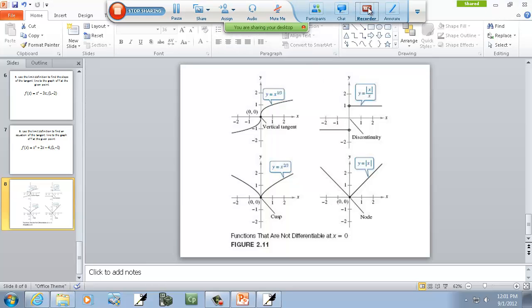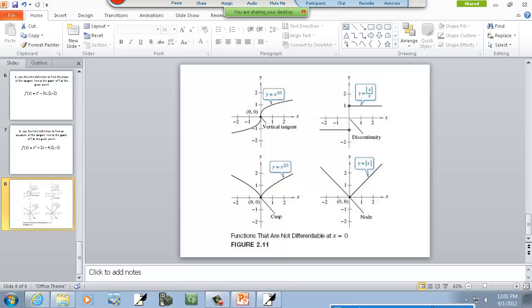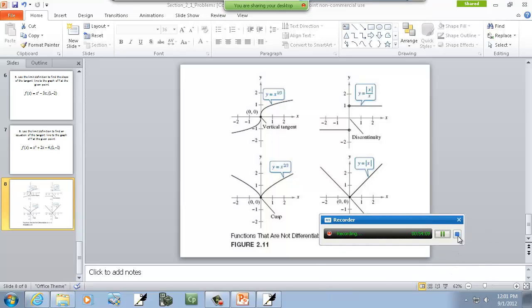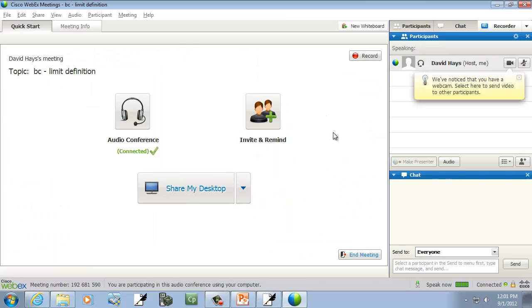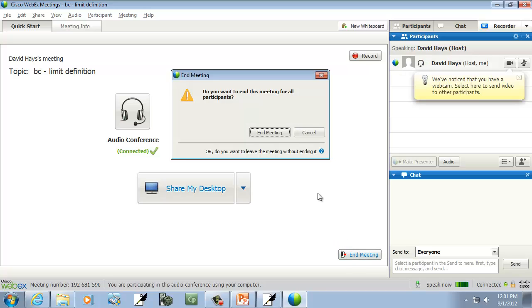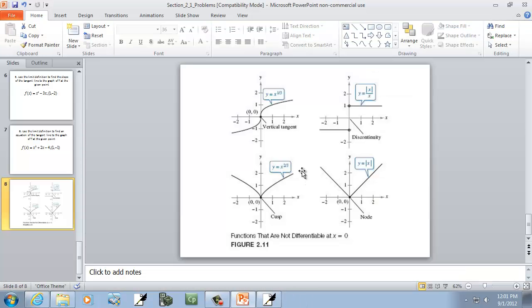So let me bring up the recorder, which is good. I've drunk a little bit too much pop. There we go. There's like no pause feature though. And let me press F10.